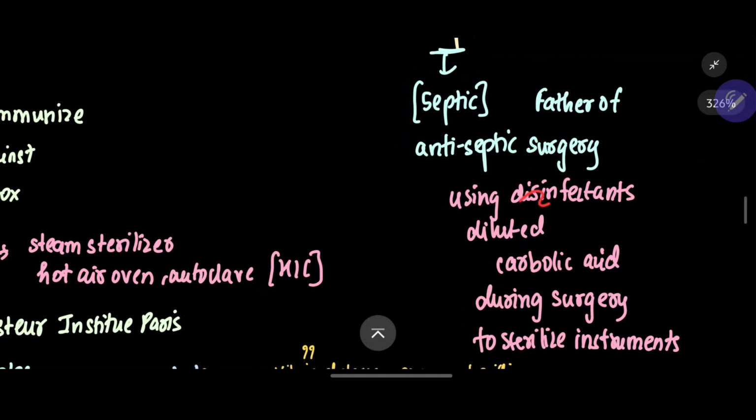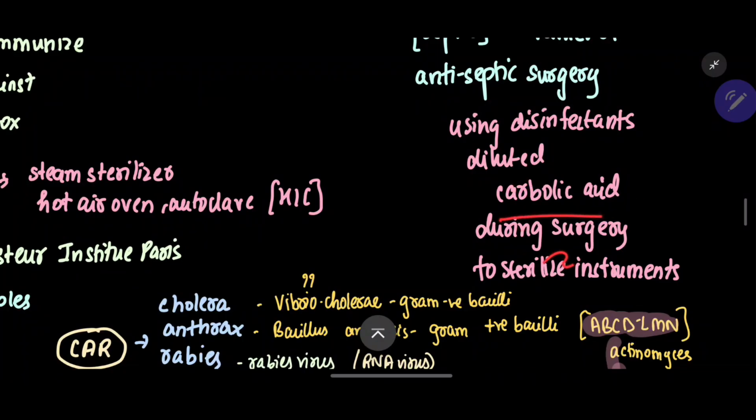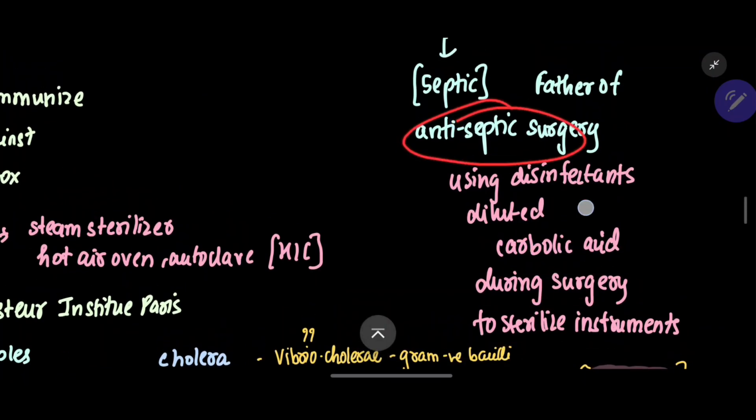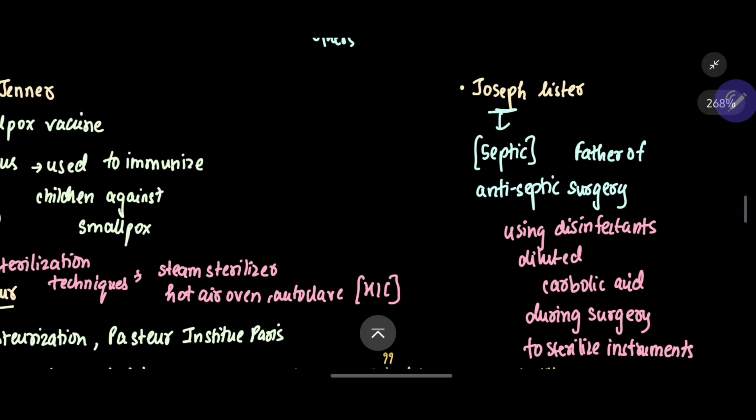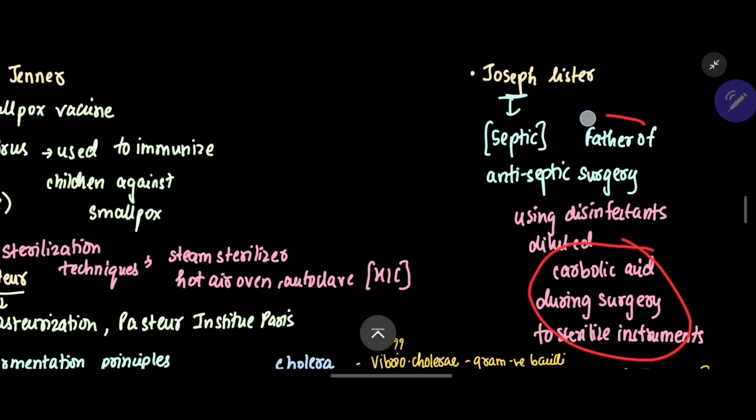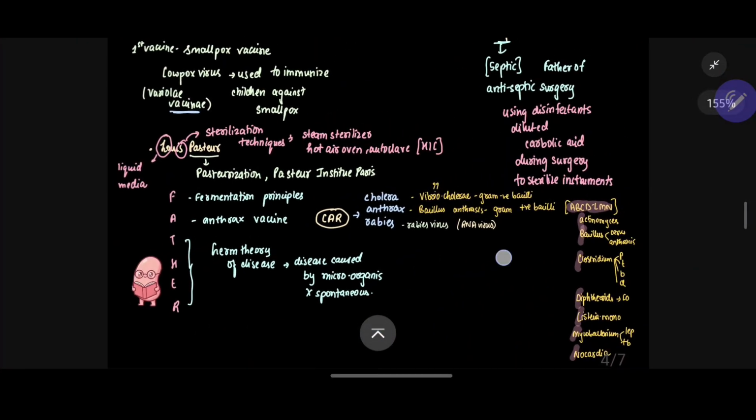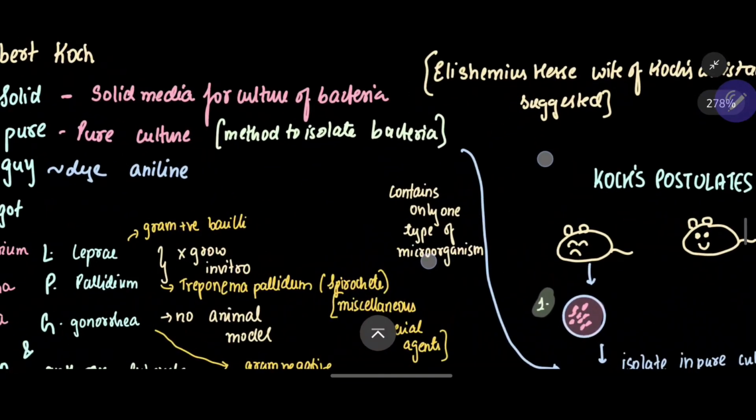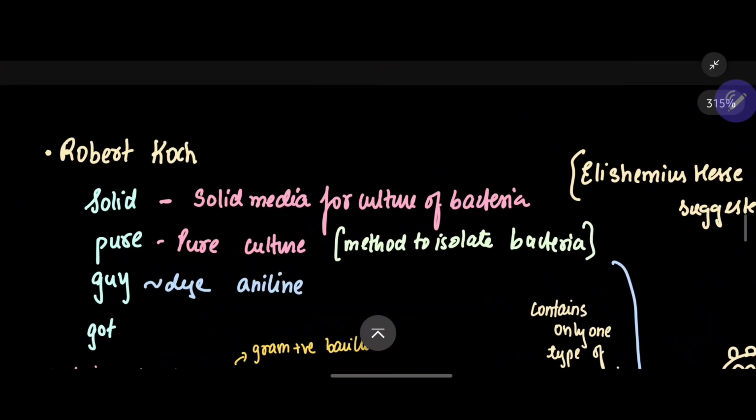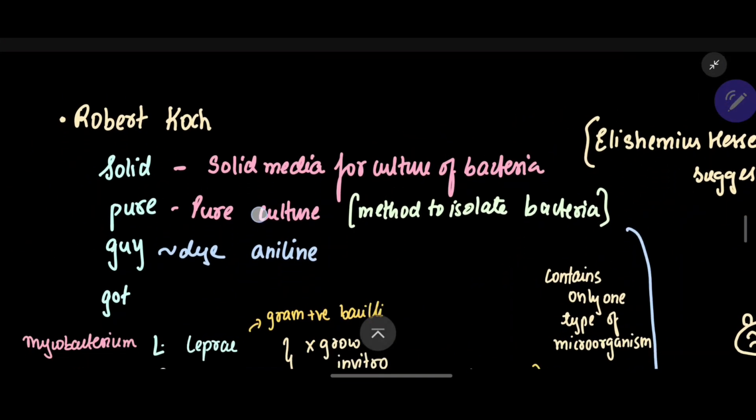Basically, he used disinfectants like diluted carbolic acid during surgery to sterilize the instruments, and that's why he is known as the father of antiseptic surgery. No need to memorize all these details. Just remember that he's the father of antiseptic surgery. Okay, moving on to a very important scientist who is Robert Koch.